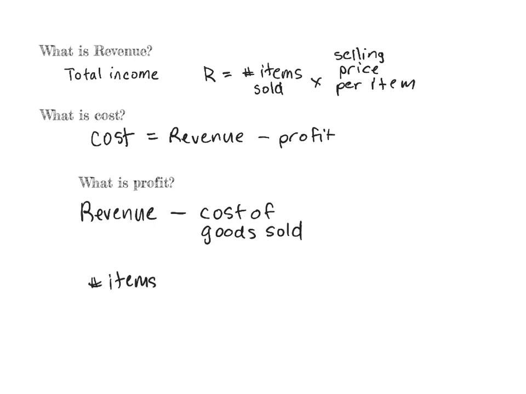Okay, another way of looking at profit is looking at the total number of items that you sell, and you multiply that by the profit for each item. So number of items sold times profit per item also gives you profit.